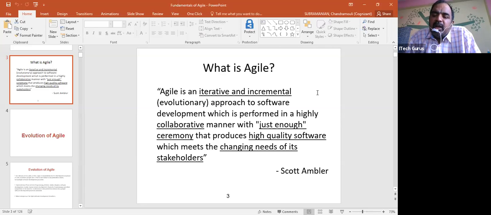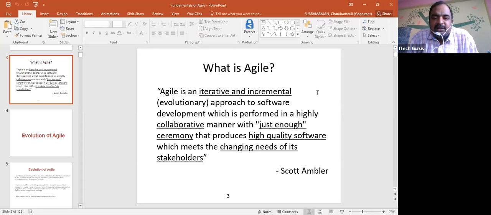So we need to create a high quality software product, which meets the changing needs of its stakeholder. The last word is very, very important. A lot of people say change driven. That's nothing but the last part, which means the changing needs of its stakeholder. In fact, I tried to underline all the keywords, but I ended up underlining all the words here, because each and every word is very, very important.